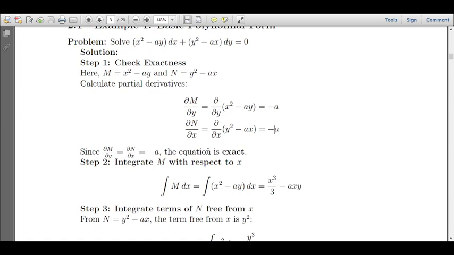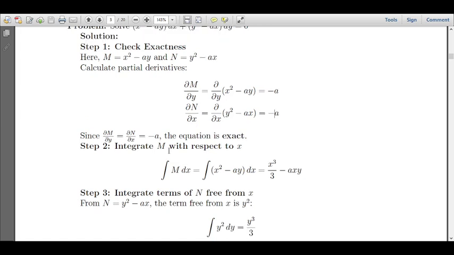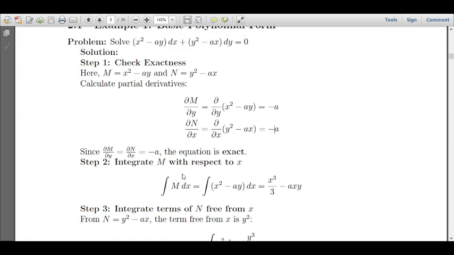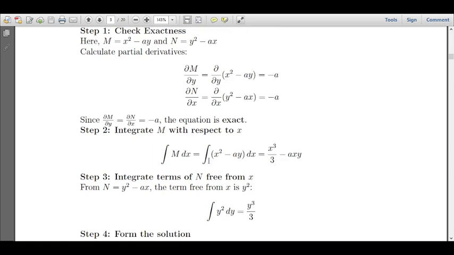Next, how to find the general solution? First, we integrate M with respect to x, keeping y constant, that is important. Integral of (x square minus ay) dx: integration of x square is x cube by 3, using the formula integral x power n is x power n plus 1 by n plus 1, x power 2 plus 1 by 2 plus 1, minus a, since y is constant, so ay is a constant term. Integral ay dx is ay into integral dx, so that is axy.